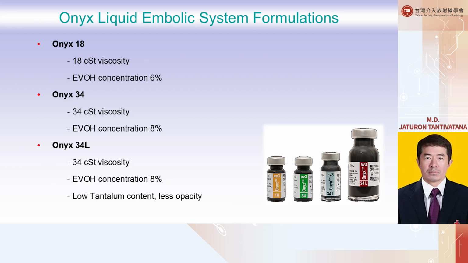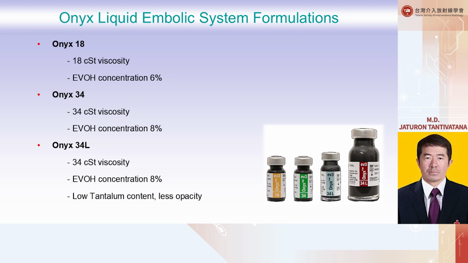There are three preparations of Onyx nowadays. The first one is the Onyx 18, which is 18 times the viscosity of water. For blood, it's about 5. The concentration is about 6%, which gives the viscosity of 18. The Onyx 34 is 34 times thicker than water and has a concentration of 8%.